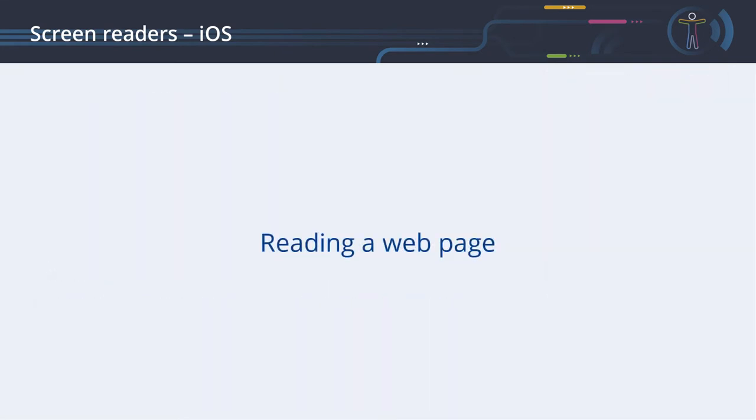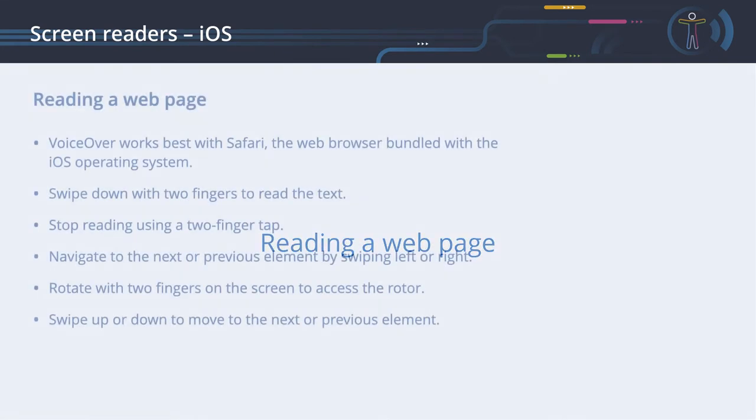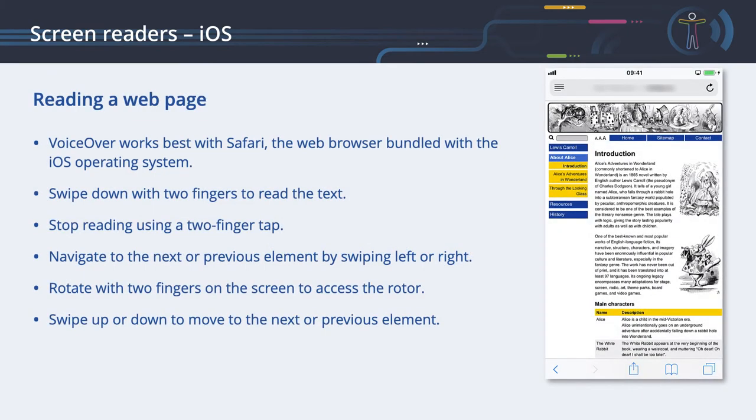Reading a web page. VoiceOver is an excellent tool to test a web page for accessibility. This screen reader works best with Safari, the web browser bundled with the iOS operating system. After loading the web page, we would like to start reading it. We swipe down with two fingers to let VoiceOver read the text for us.